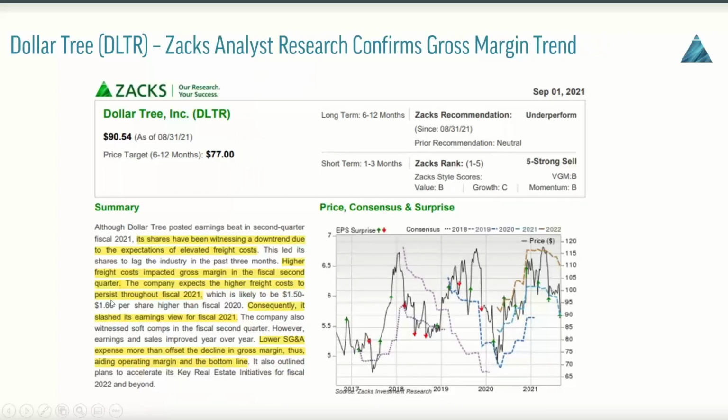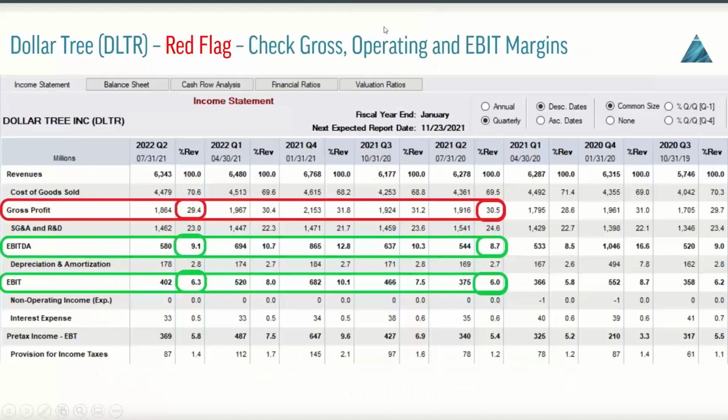Company expects higher freight costs to persist through fiscal 2021. Consequently, it slashed its earnings view for 2021. That's what we're seeing in the estimate revisions going down. That's why it has this Zacks rank strong sell. All the analysts were revising as the company was offering up and issuing this guidance. Here's the clincher. Lower SG&A expense more than offset the decline in gross margin, thus aiding operating margin and the bottom line. Well, isn't that interesting?